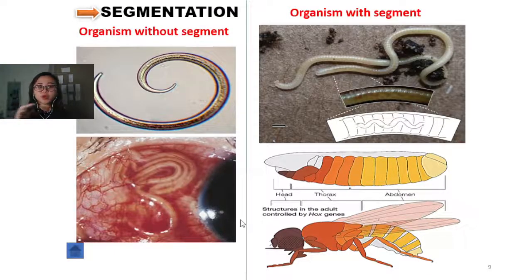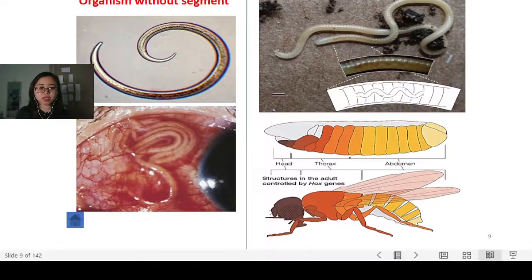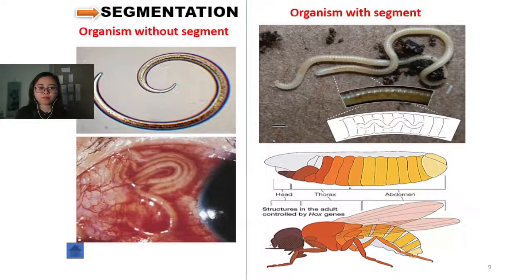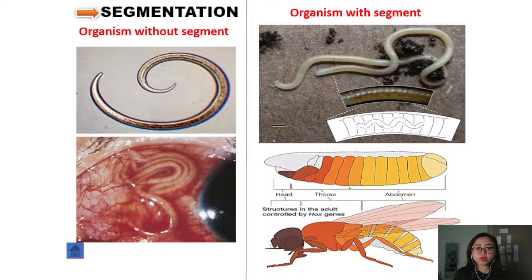Okay, and then we go on into the fourth criteria, which is segmentation. So we look at whether or not the organism is separated into segments. Okay, if it's segmented, it means it is divided into several segments.